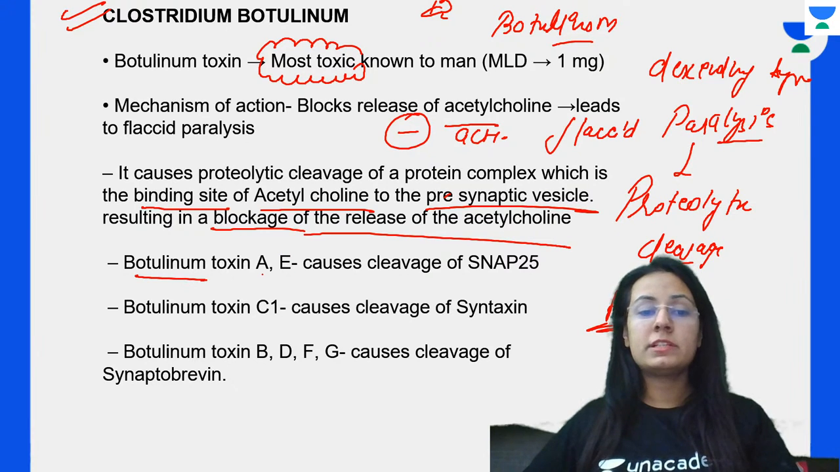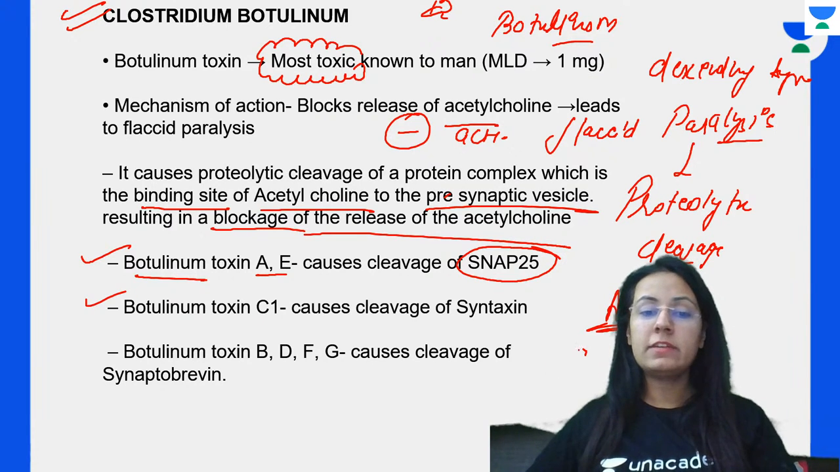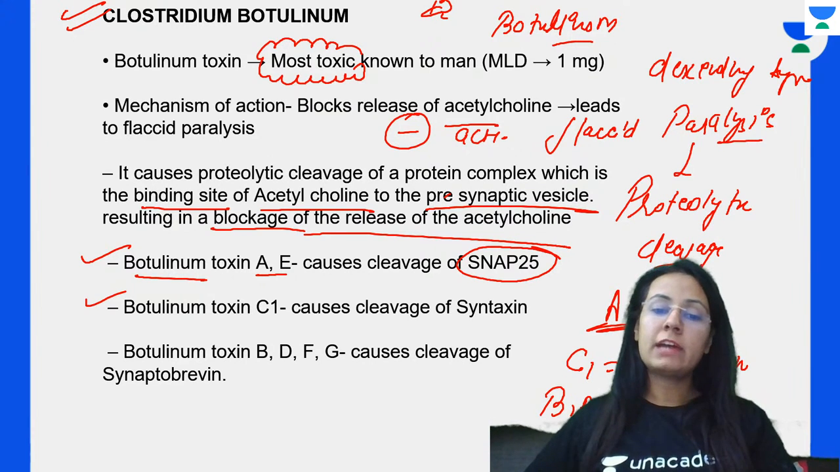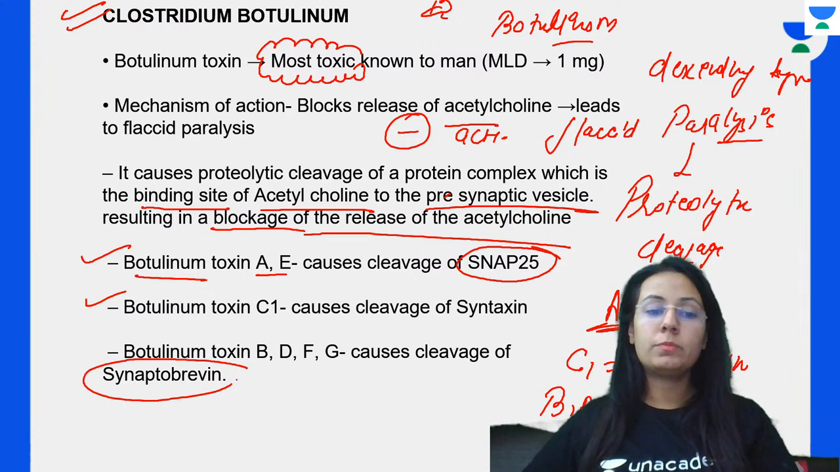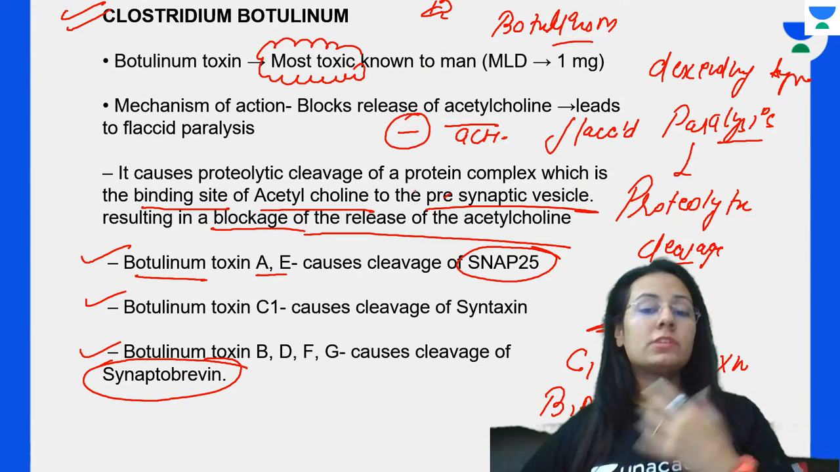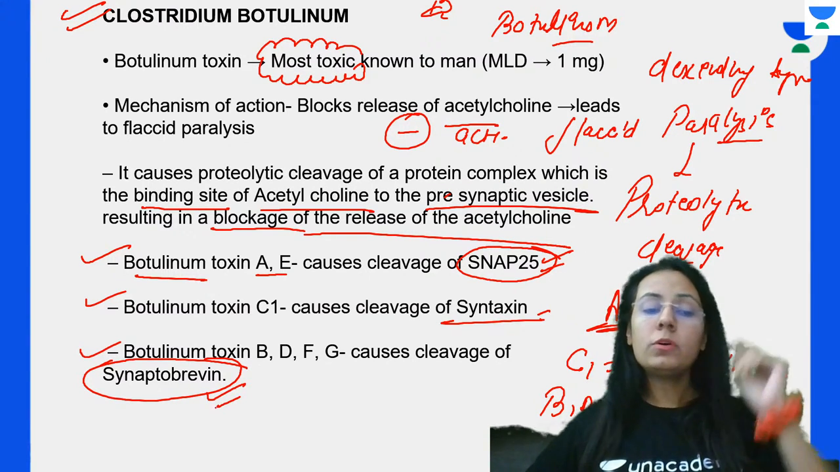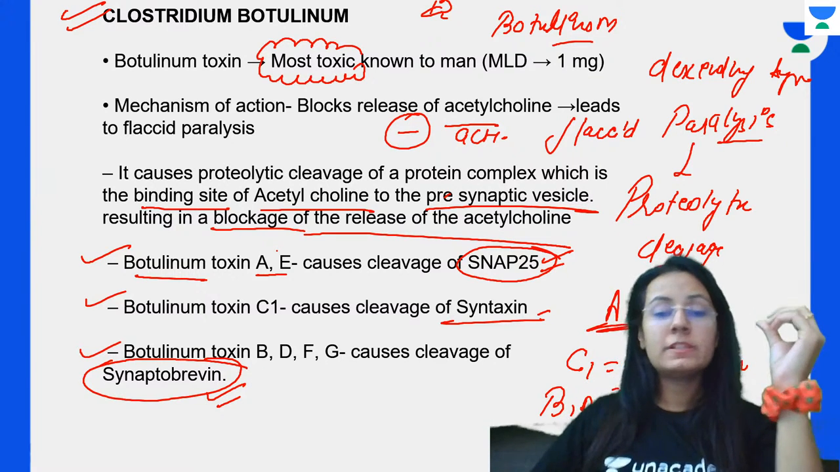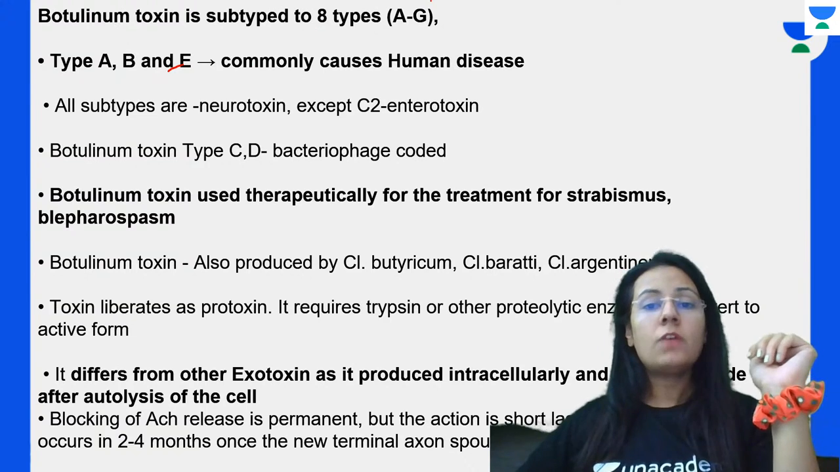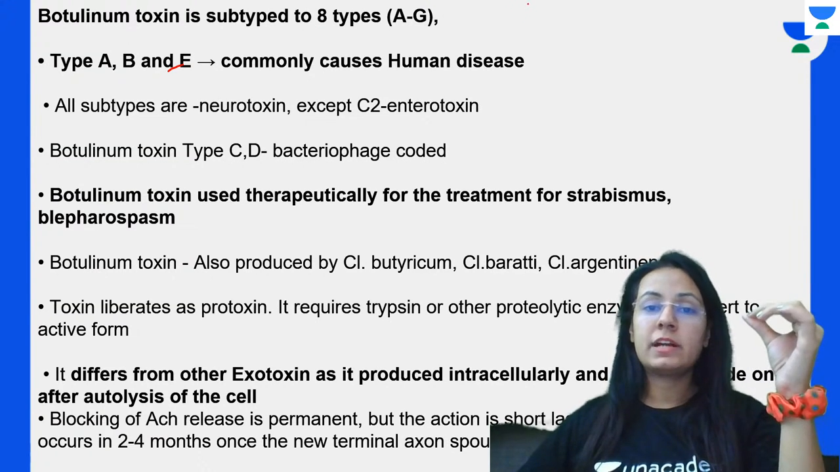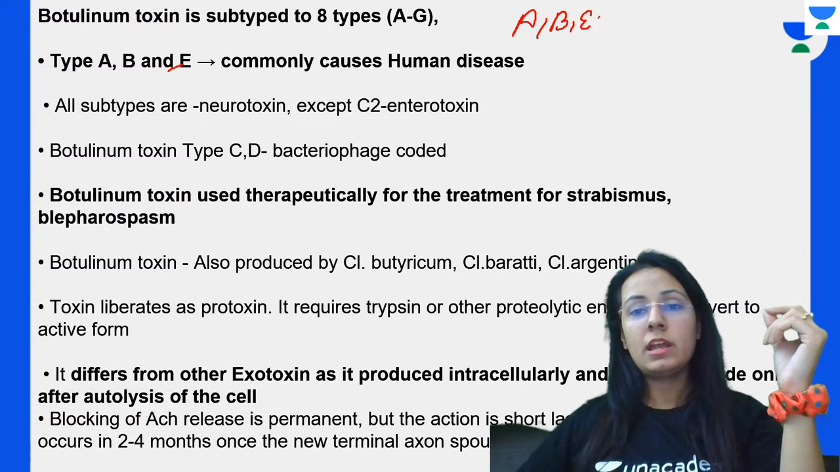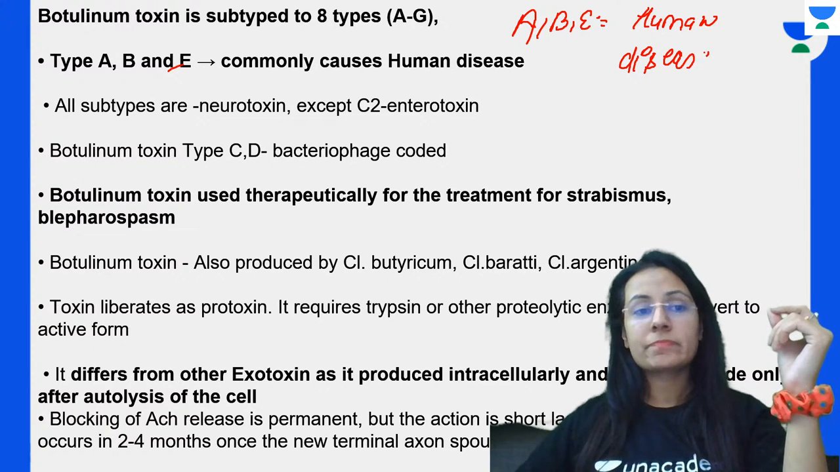Now, if it is botulinum toxin A or E, it causes the cleavage of SNAP25. If it is toxin C1, it causes cleavage of syntaxin. If it is B, D, F, or G, it causes the cleavage of synaptobrevin. Just remember the name and what it causes the cleavage of: either SNAP25, syntaxin, or synaptobrevin. Now, of the subtypes A to G, A, B, and E are most responsible for causing human disease.